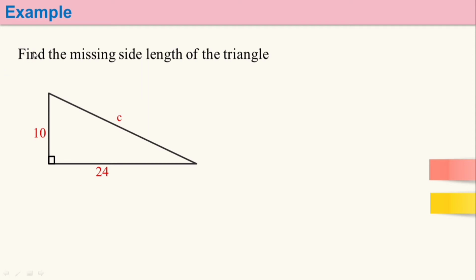Now, I am going to show you an example. Find the missing side length of the triangle. Okay, so we have a right triangle. We're missing a side. We're actually missing the hypotenuse.